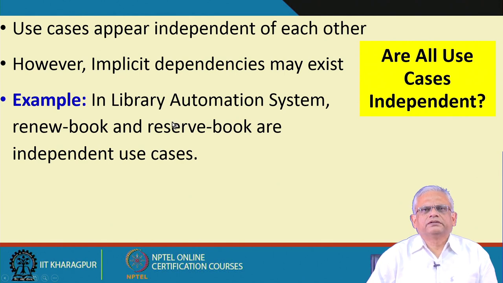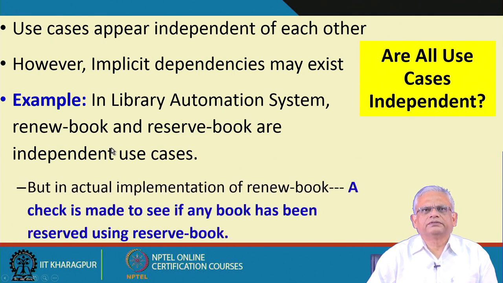Now, let us say another user has invoked the reserve book use case and has reserved a particular book. Then the member who had taken that book, once he tries to renew the book, it will not renew basically because of the reservation by another member. So, the reserve book impacts the functionality of the renew book and they are dependent. Even though they are represented as independent use cases, internally they are dependent.